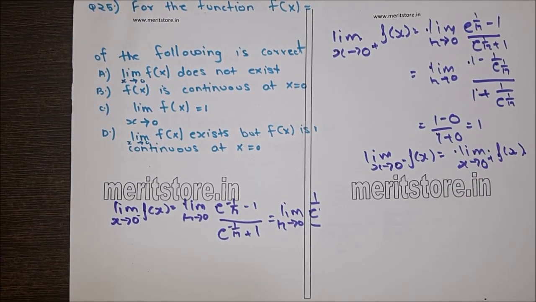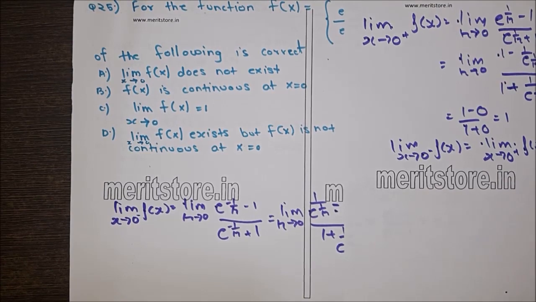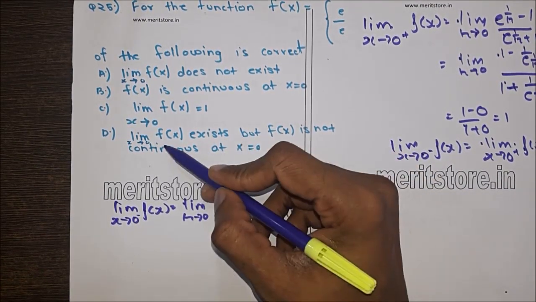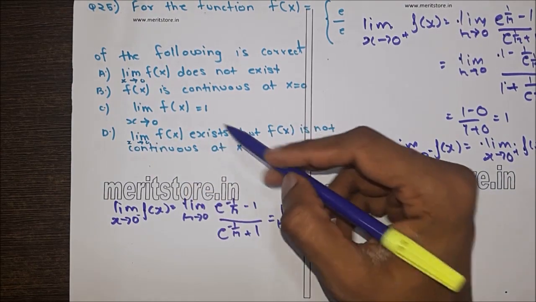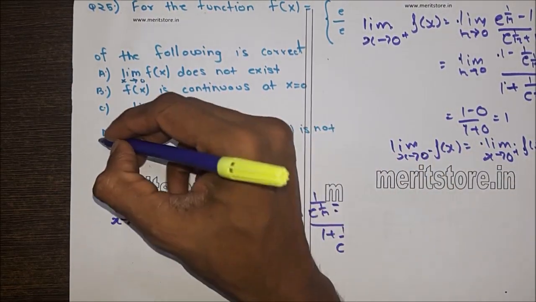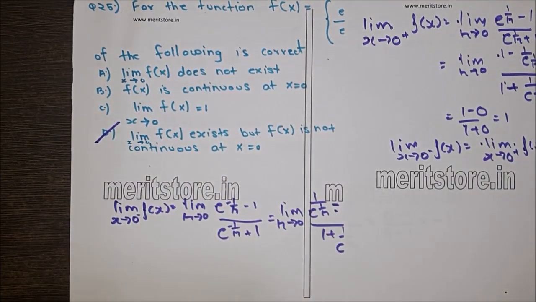Therefore our option is D, that is, the limit as x approaches 0 of f(x) exists, but f(x) is not continuous at x equal to 0. Therefore option D is the correct answer.